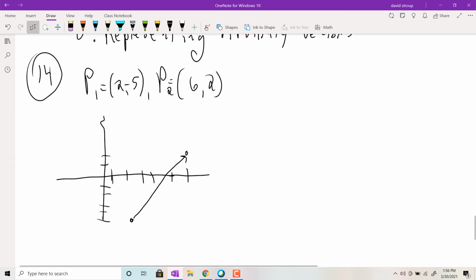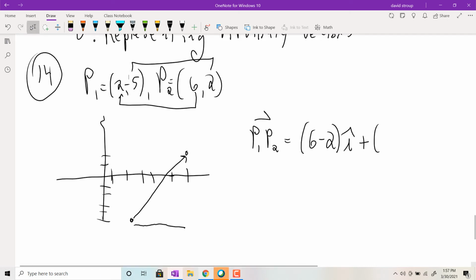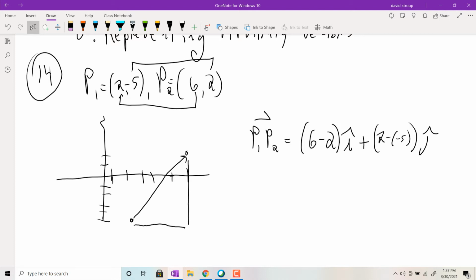Okay. Right. So how does this work? The vector P1P2 is going to equal, well, you just take the difference of the x coordinates for the first component. So 6 minus 2 i. That will be this distance here, which is 4. And then plus the difference between these two components. So it would be 2 minus -5, which is basically just this distance right here. Okay. And that will be our j component. So that will be 4i plus, it looks like 7j.